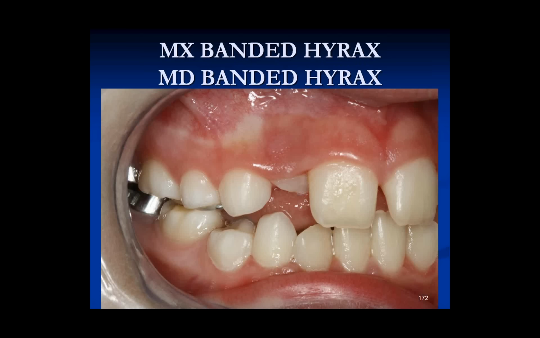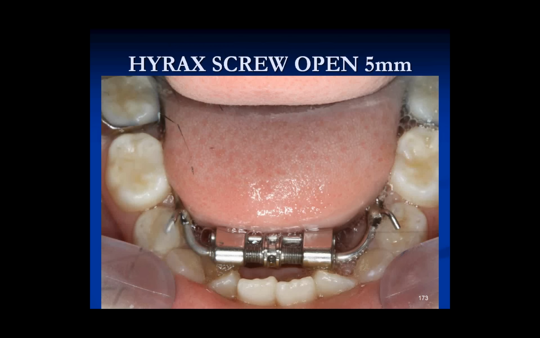Okay, it's fixed. They can't take it out, so it's guaranteed to work. So if cooperation is a problem, we use a fixed appliance. If they're good cooperators, you can use a removable appliance. Also, look, when we expand that arch, I want you to see what's happening to the tongue.